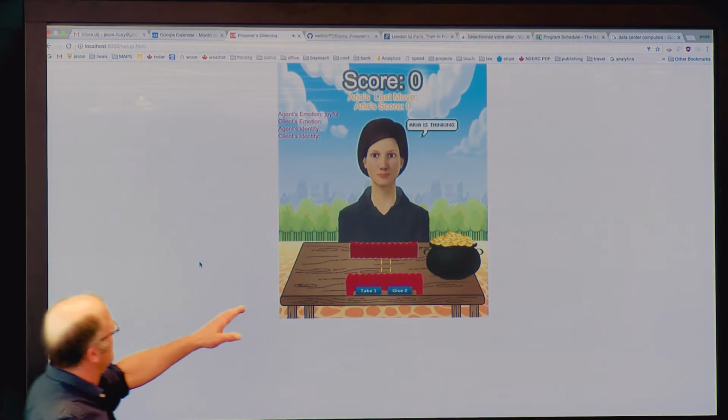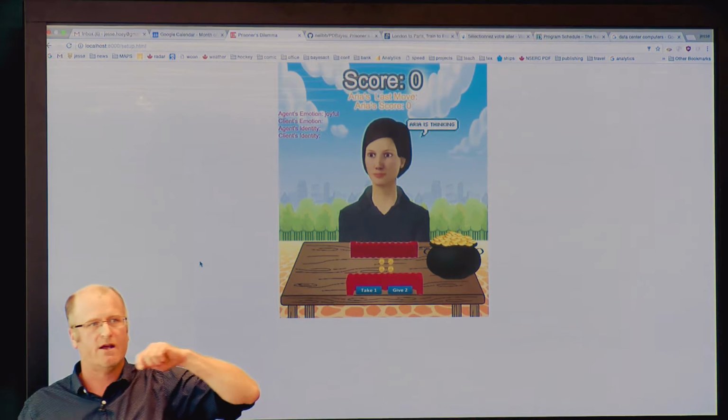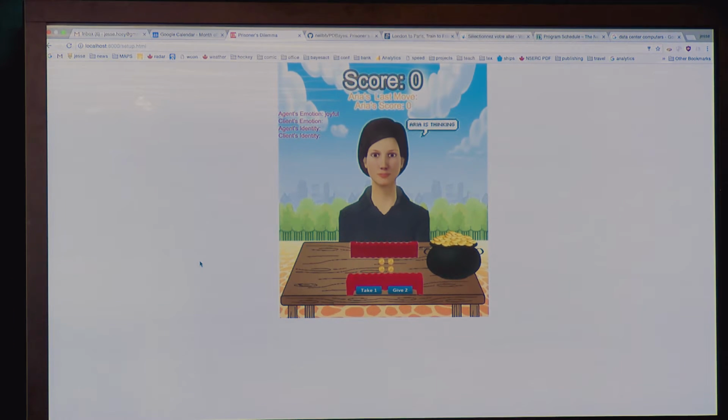Okay, so she's starting with an identity of friend. She's a friend and I'm a friend. So remember, the Bayesian model is in her brain, and she thinks she's a friend.